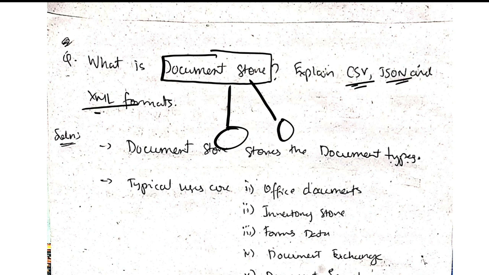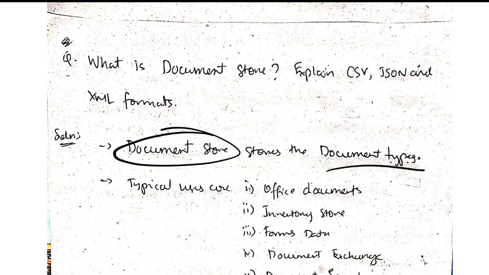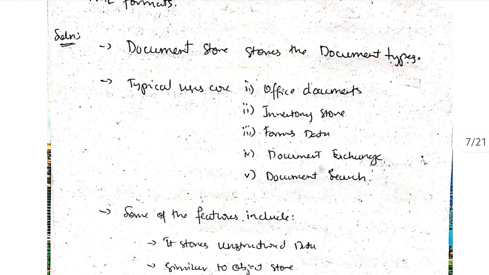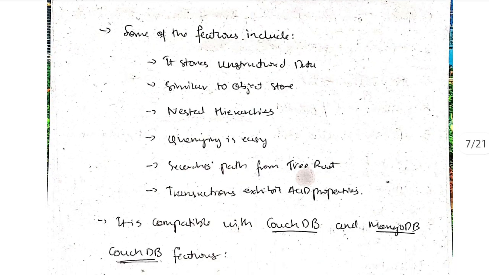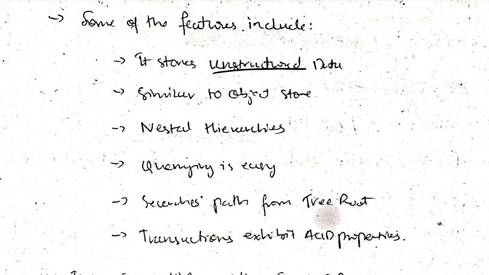Basically, a document store stores document types, obviously, because of its name, and the typical uses are as follows: office documents, inventory store, forms data, document exchange and document search. These are its typical uses. After you have written these two, you have to write some of its features. Some of its features are that it uses unstructured data and it's similar to an object store.